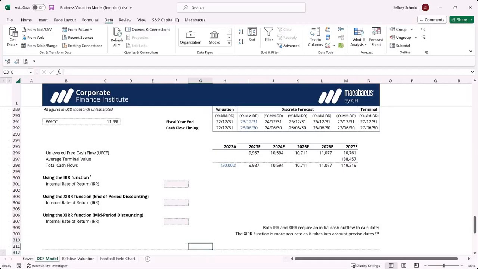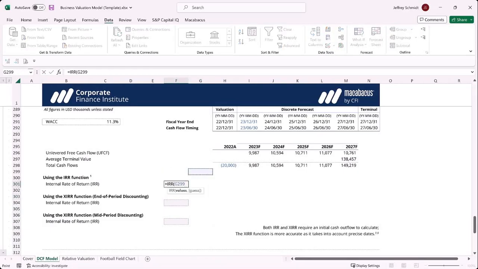Okay, so we'll start off by using just the regular IRR function. It equals IRR. And again, the IRR function requires one negative cash flow and at least one positive cash flow. So we'll select this entire range. We have a negative cash outflow to begin with, and then we have the cash inflows. Press enter, and we have a 78.9% IRR, which is an extremely healthy IRR.